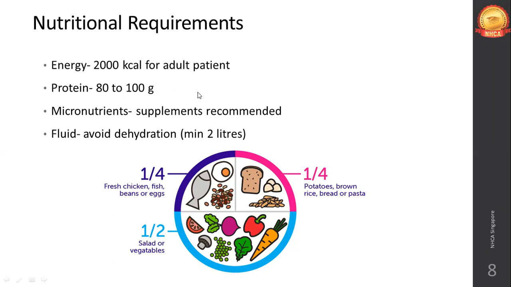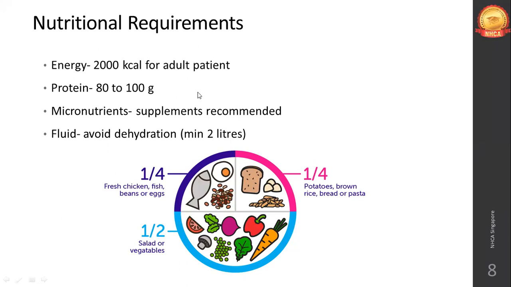So energy requirement. Here they have shown just 2000 kilocalories, but it is very subjective, based on the BMI and the metabolic rate of the patient, this can change. Protein, 80 to 100 gram of protein. You can see the protein intake is much higher than a normal, sedentary, healthy adult, because a high protein diet is prescribed here.